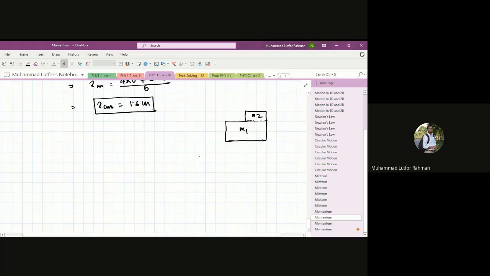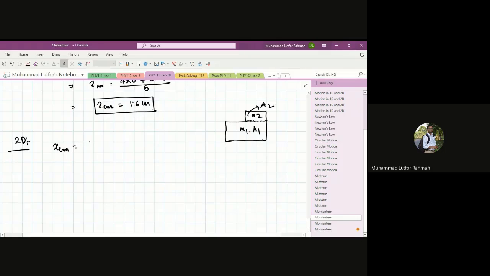Now, say the area of this is a 2D case, right? And say the area of this M2 is A2. Now, what would be the center of mass of this system? I'm dealing with the 2D case right now. Then for this 2D case, I can write the equation for XCOM.